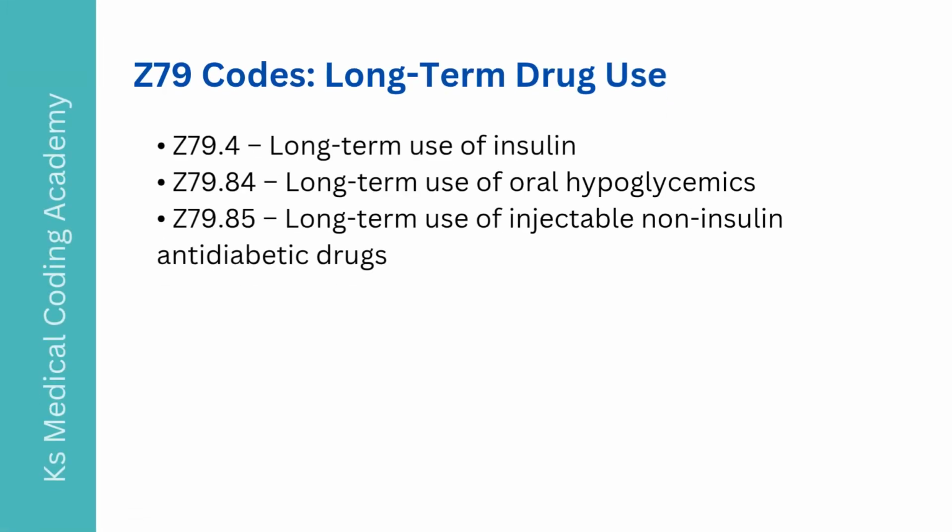Z79 codes explained. Use Z79.4 for long-term insulin use. Use Z79.84 for long-term oral hypoglycemic drugs. Use Z79.85 for long-term injectable non-insulin antidiabetic drugs.